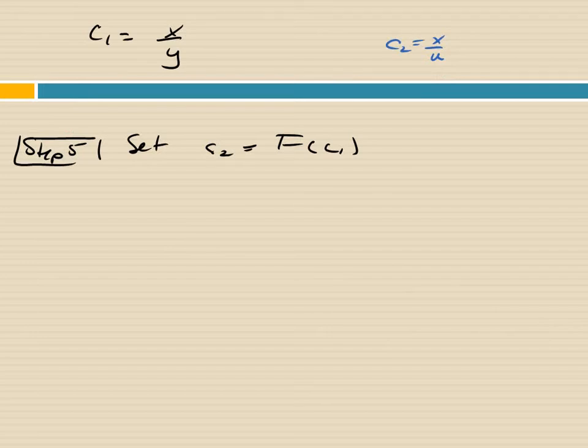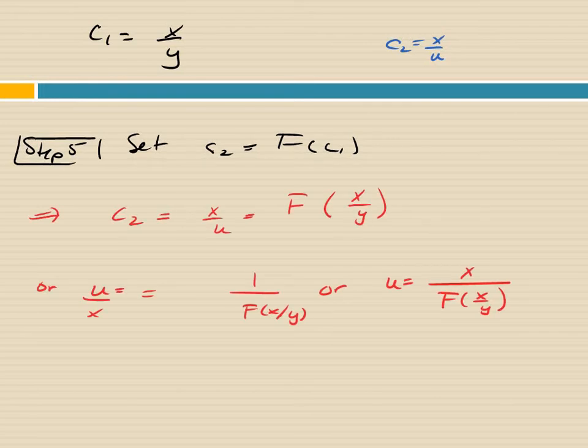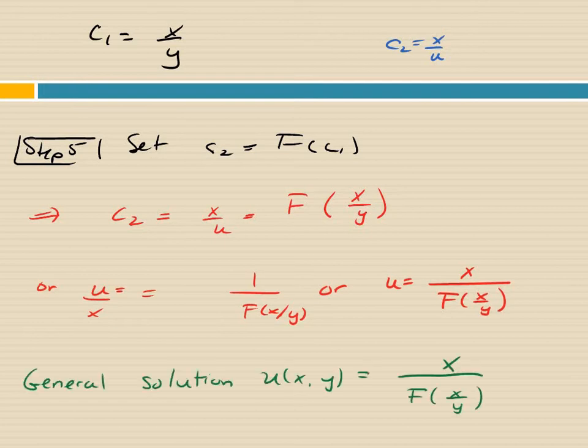Now the way we've been structuring it is we've been saying that that second constant is a function of the first constant. And so we get c2 is x over u, which is f of x over y, or u over x is 1 over f of x over y, or you can solve for the u. And we did that in class in the in-class assignment. So this is pretty straightforward. So then the general solution is u of x, y equals x over f of x over y. And that's the set of steps that are the procedure every time you go.